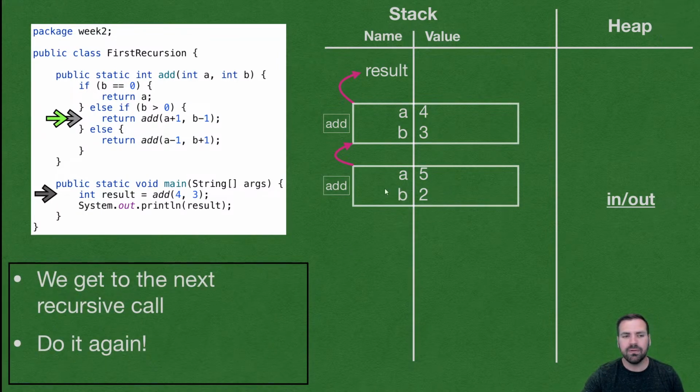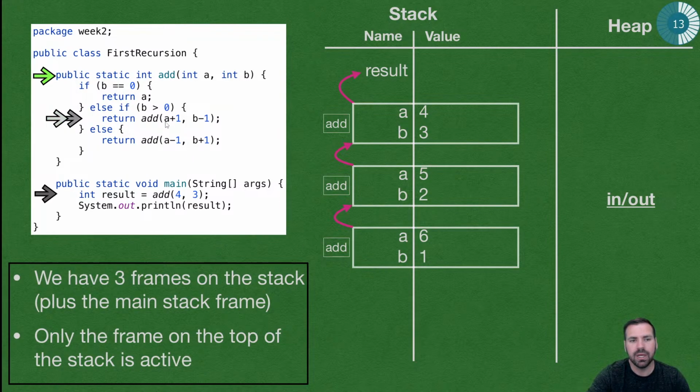If b equals 0, false. Else if b greater than 0, true. We're going to hit this line and start the process over again. This stack frame is going to pause right here. It's going to become inactive, and it's going to be waiting for the next stack frame to return. So the next stack frame is going to get 5 plus 1, 2 minus 1, 6 and 1.